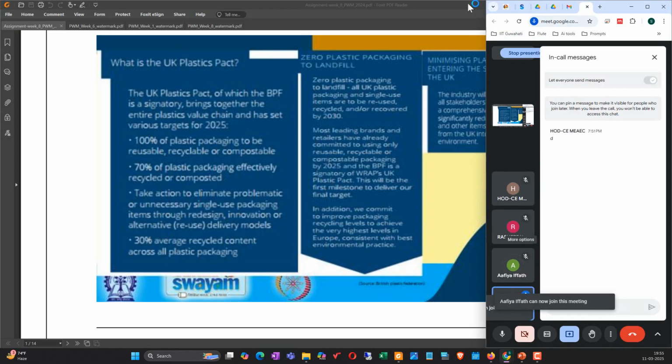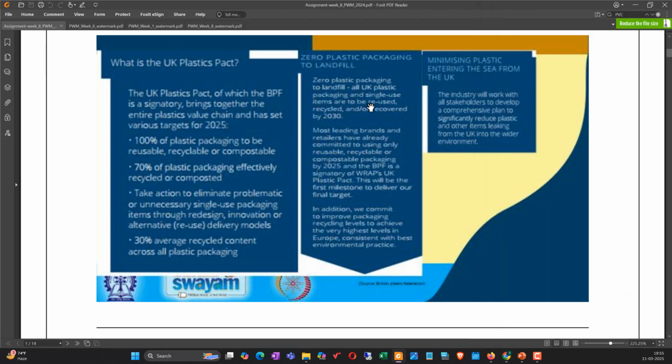Yes. So this says zero plastic packaging to landfill. All UK plastic packaging and single-use items are to be reused, recycled, or recovered by 2030. Most leading brands and retailers have already committed to using only reusable, recyclable, or compostable packaging by 2025, and BPF is a signatory of this UK Plastic Pact, right?